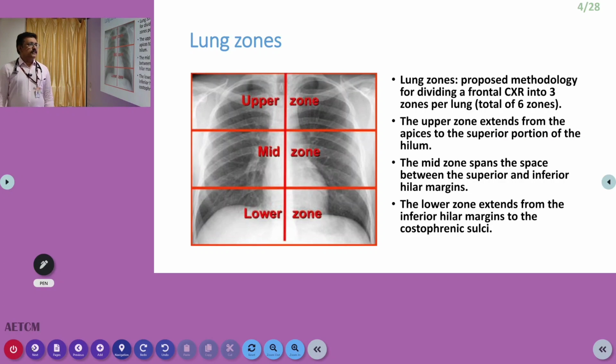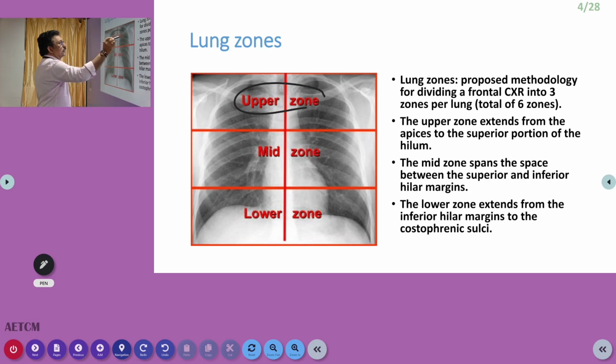Now basically chest X-rays, AP view or PA view, are divided into 3 zones. We cannot comment on which lobe is involved from a single chest X-ray, but by experience you can sometimes tell which lobe is involved. But the most important thing in an X-ray is the upper zone. You can see the first 2 ribs, that is the upper zone. The second and third 2 ribs are the mid zone. The last 2 ribs are the lower zone.